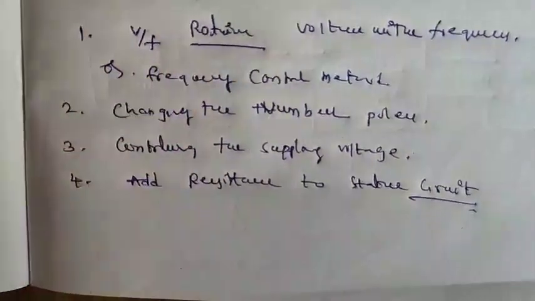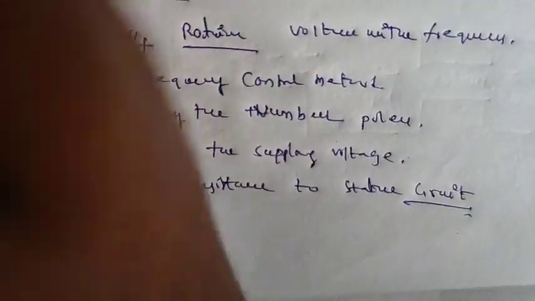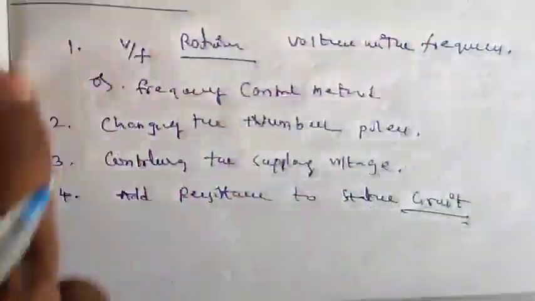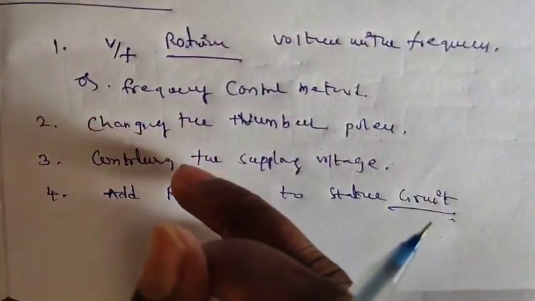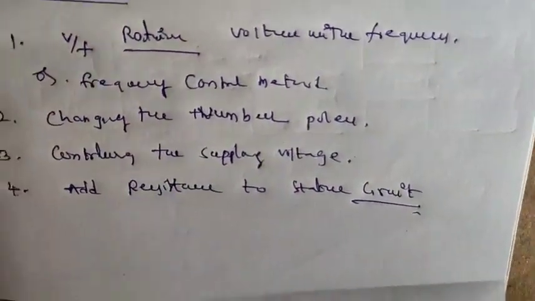So another part of this unit is speed control. Speed control is of two types, from the stator side as well as the rotor side. From the stator side, these are the four methods, and we have to discuss each method deeply one by one.